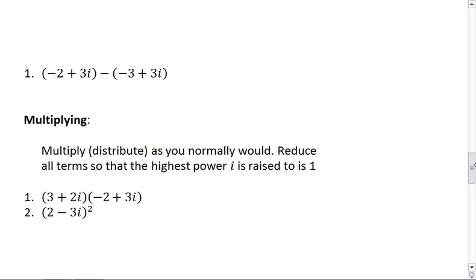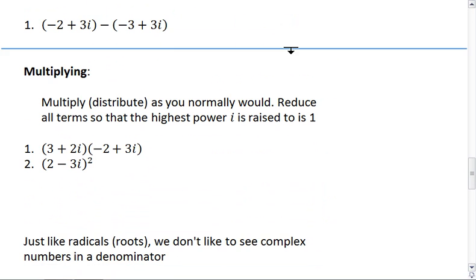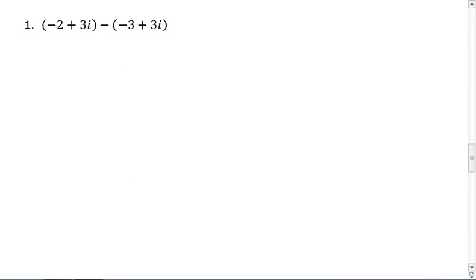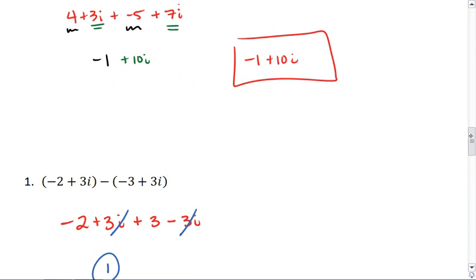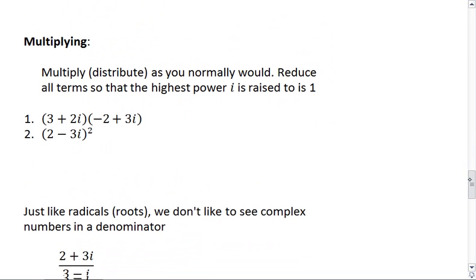Okay, for the next example, we have negative 2 plus 3i. Let's distribute the negative, giving us positive 3 minus 3i. The 3i's actually cancel, giving us just a positive 1. And that is adding and subtracting complex numbers.